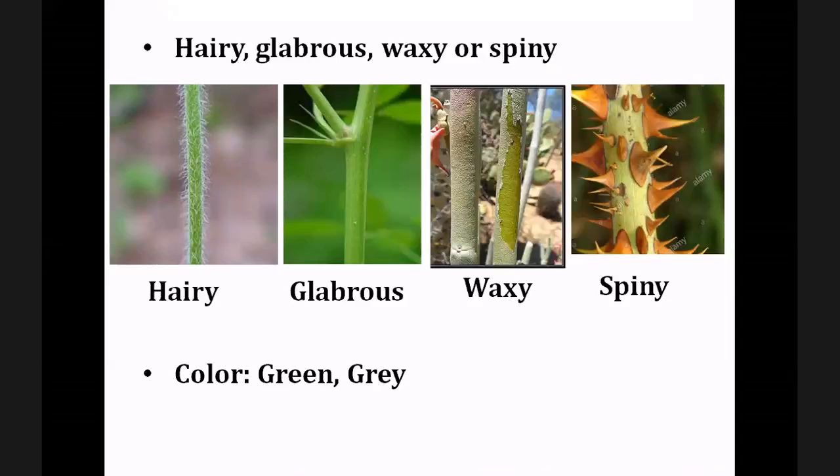The next category is the texture of the stem. Some stems have hairs. Hair-like outgrowths are found on the stem, and we call that a hairy stem. The hairs reduce water loss and prevent the plant from evaporation. Some plants have hairs, so we call that stem a hairy stem.